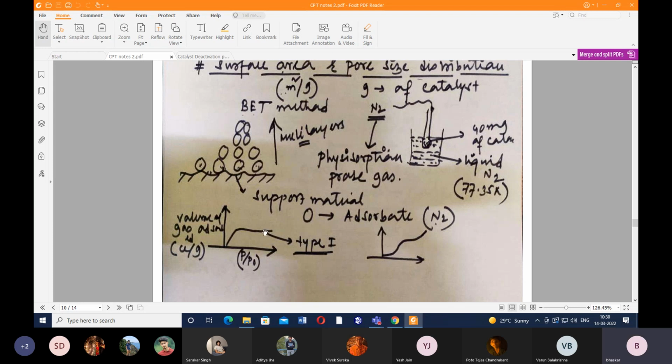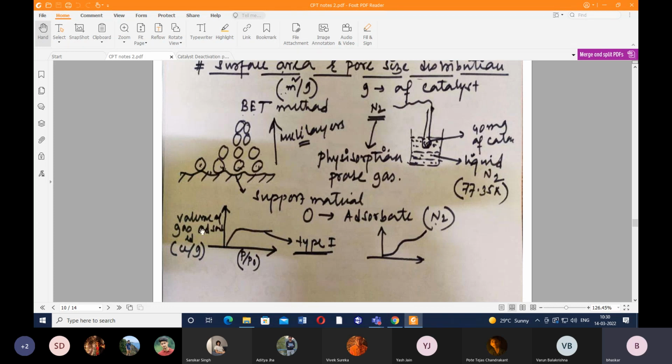And after a certain while, the volume of the gas adsorbed increases with increasing P by P naught. Here P is the pressure. Pressure ranges between 0 to 760 millimeter Hg, while P0 is called the saturation vapor pressure, that is basically 760 millimeter Hg. So here the range of P by P naught would be between 0 and 1. And here along the y-axis we have the volume of the gas adsorbed. Volume of the gas adsorbed means volume of the nitrogen gas.